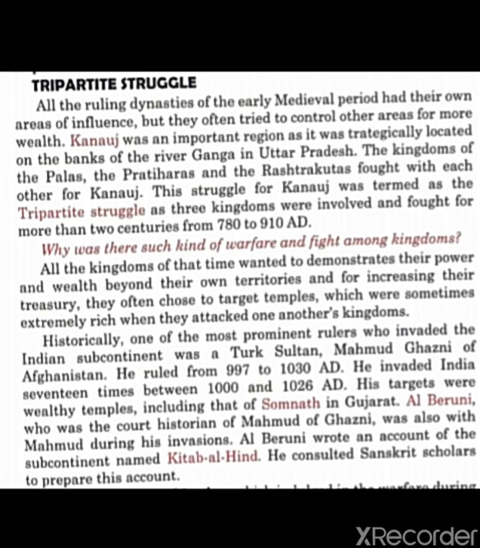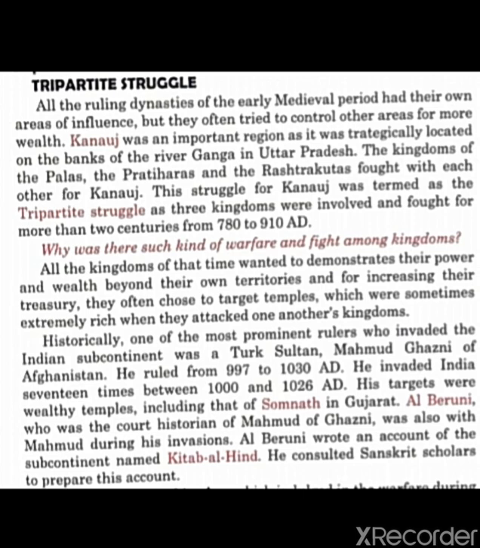Kannauj was an important region as it was strategically located on the bank of river Ganga in Uttar Pradesh. The kingdoms of the Pals, Pratiharas, and Rashtrakutas fought with each other for Kannauj. This struggle for Kannauj was termed the tri-parties struggle, as three kingdoms were involved and fought for more than 2 centuries, from 780 to 910 AD.